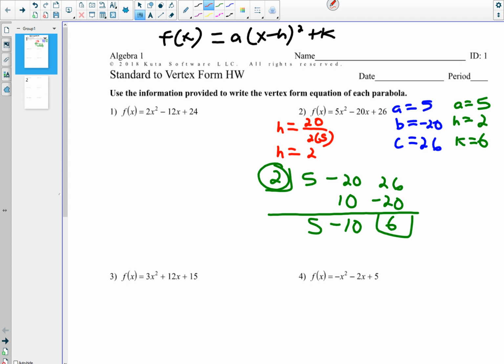And then now let's write, they had it in function notation, so I'll write it in function notation. F of x is equal to, the a comes first. Remember with the h, you got to change the sign. So if h is 2, I have to write minus 2 squared and plus 6.